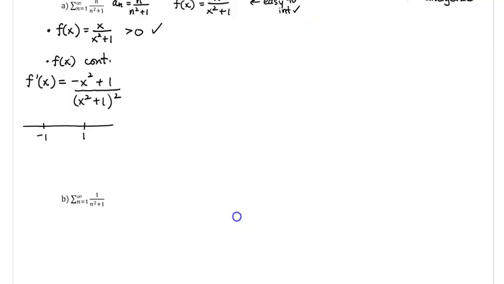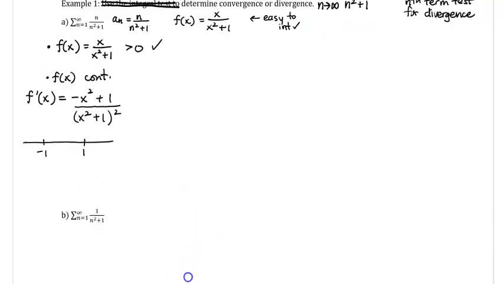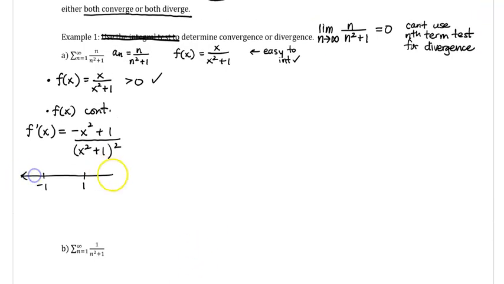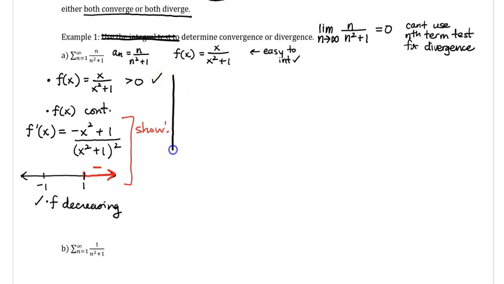And when we test those critical values, we should all be able to conclude that the function is decreasing on the interval from 1 to infinity. So I do know that the function is decreasing. And yes, all of this needs to be shown. You cannot apply the integral test if you do not show that the function is decreasing. So all of that work just to conclude that we can use the integral test.